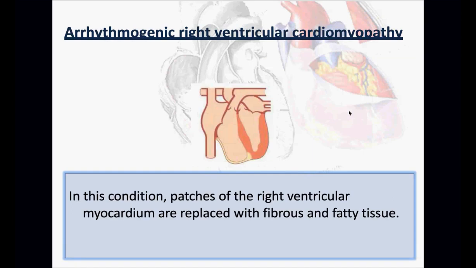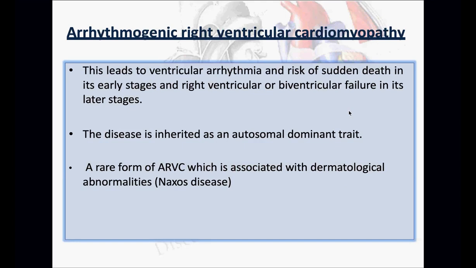The final form of cardiomyopathy is arrhythmogenic right ventricular cardiomyopathy. In this condition, patches of right ventricular myocardium are replaced with fibrous and fatty tissue, and that leads to, next slide, arrhythmia and sudden cardiac death. The disease is inherited as an autosomal dominant trait, and management of this disease is through the insertion of an implantable cardioverter defibrillator and even cardiac transplantation and treatment of arrhythmia.